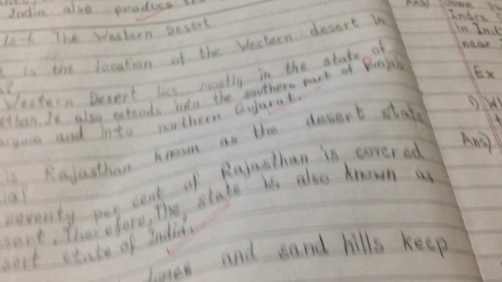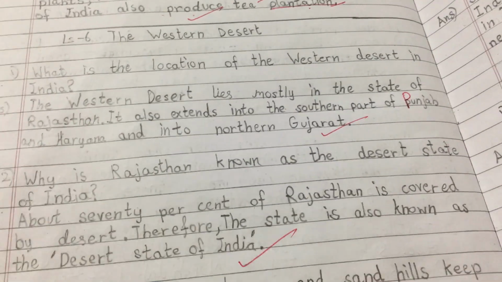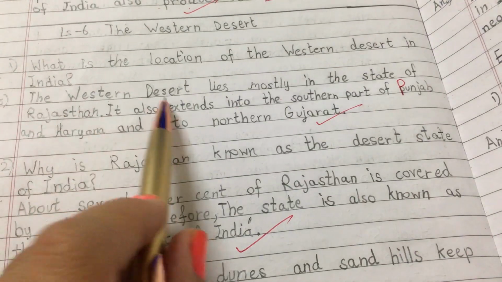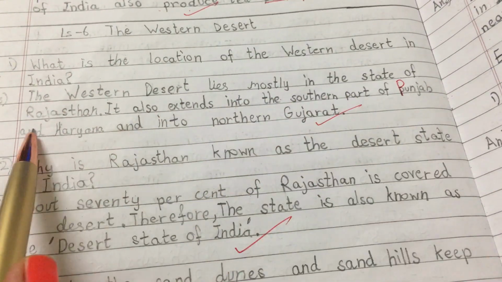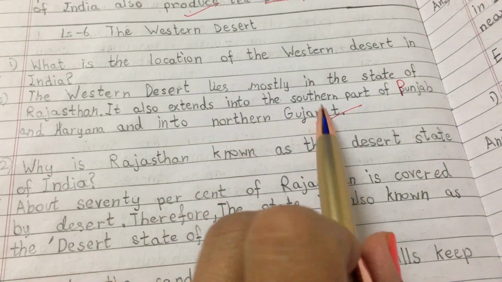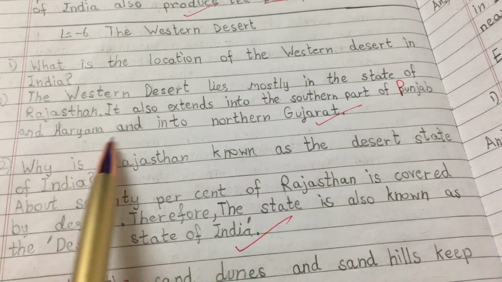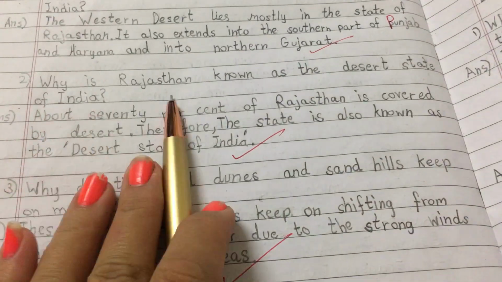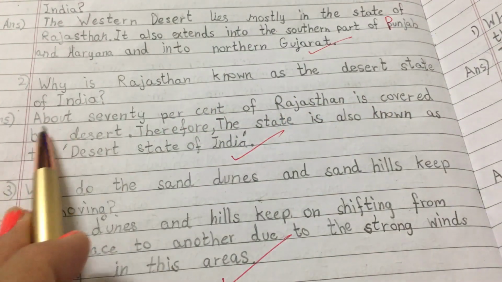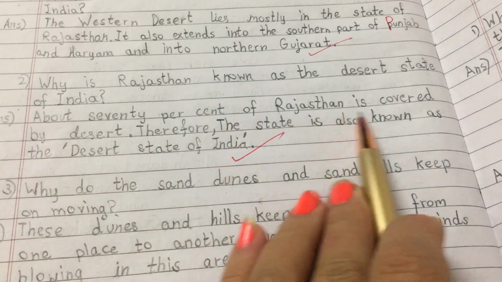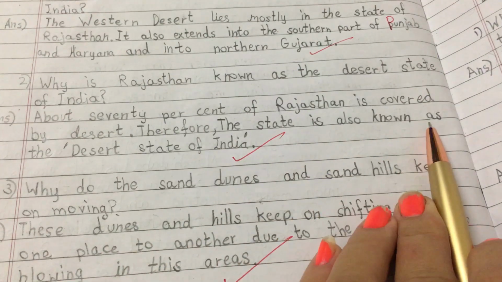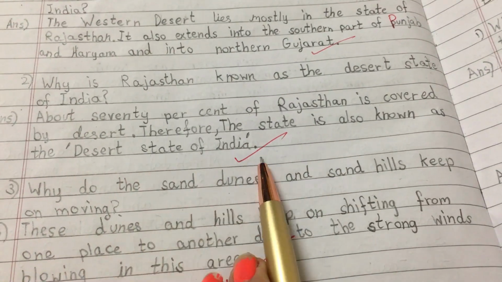Question number 1. What is the location of the Western Desert in India? The Western Desert lies mostly in the state of Rajasthan. It also extends into the southern part of Punjab and Haryana and into northern Gujarat. Number 2. Why is Rajasthan known as the desert state of India? About 70% of Rajasthan is covered by desert. Therefore, the state is also known as the desert state of India.